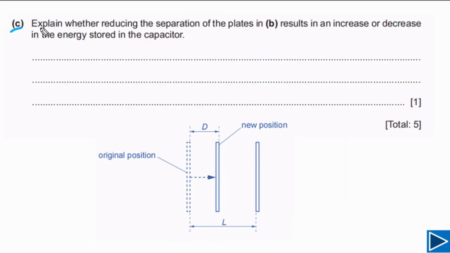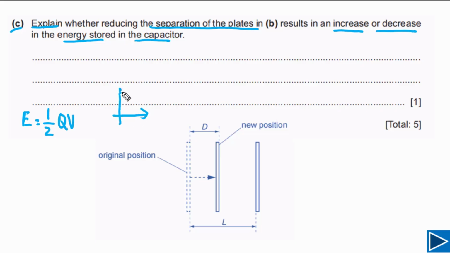For part C, the question is asking us to explain whether the energy stored in the capacitor has been increased or decreased due to reduction in the separation between the plates. First of all, let's try to answer this one using an equation, meaning with the help of a formula. So energy stored in a capacitor is equal to 1/2 QV, and this formula we can get if we plot Q against V. Q is the charge stored on the capacitor, meaning charge stored on a single plate, and V is the potential difference between plates.